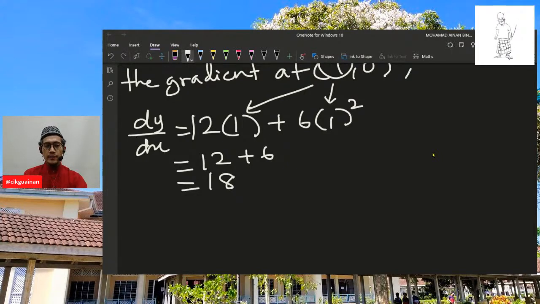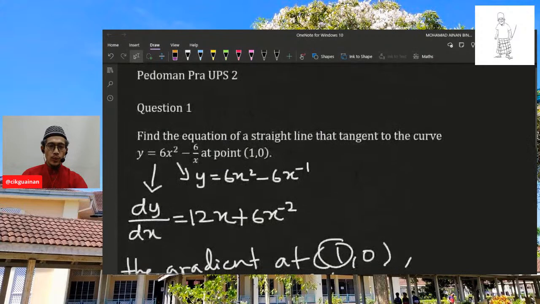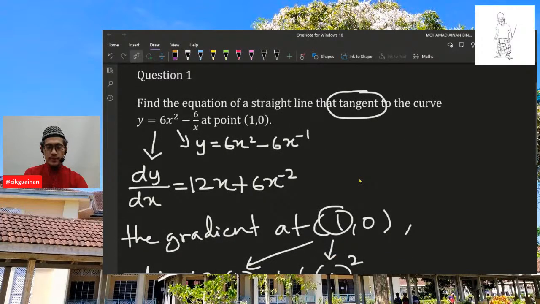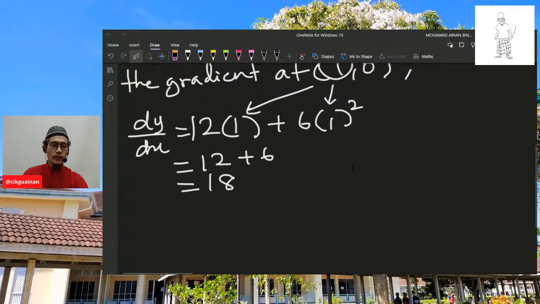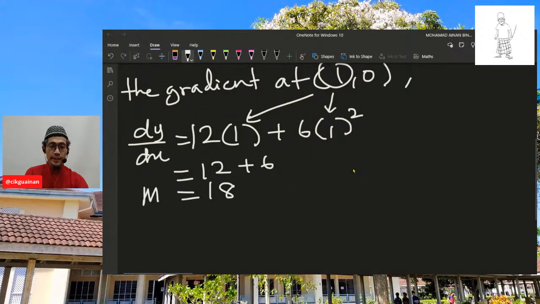Which gradient is this? We have two kinds of gradient: the gradient of the tangent or the gradient of the normal. The question wants the tangent, so we are looking for MT, which equals dy/dx at the certain point that we are looking for, in this case 1, 0. So this 18 we already got. MT is 18.